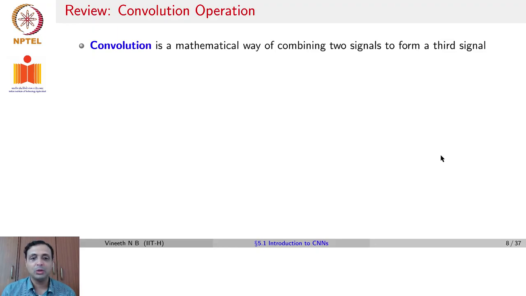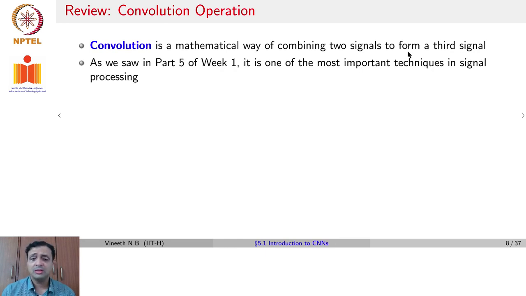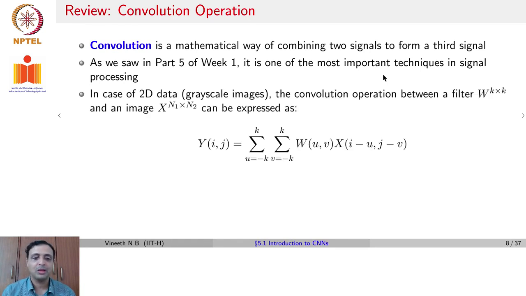We know now that convolution is a mathematical way of combining two signals to form a third signal. We also know that it's an extremely important technique in signal processing in general. Images are 2D signals, but convolution is also used for other kinds of signals such as speech or accelerometer data, time series data, and so on and so forth.